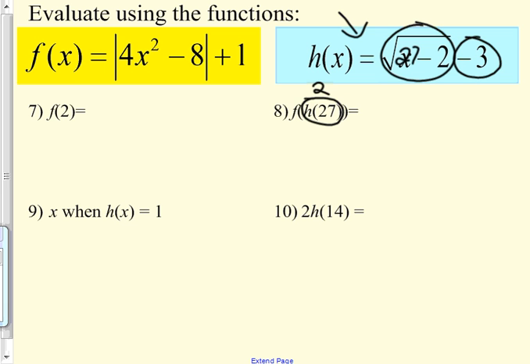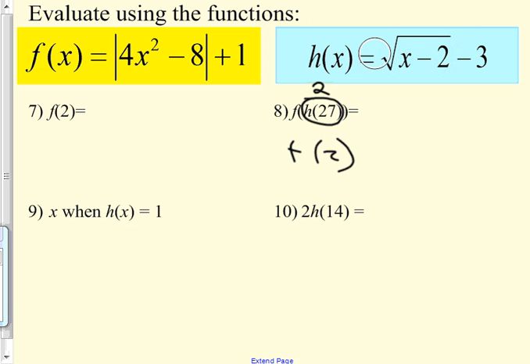Now, what's my problem? F of 2. Now I go and take 2 and stick it into the f function, which is back over here. And 2 squared is 4. 4 times 4 is 16. 16 minus 8 is 8. Absolute value of 8 is 8. Plus 1 is 9. There we go. Final answer to that one was 9. Raise your hand if you had that before I did. Okay, awesome.